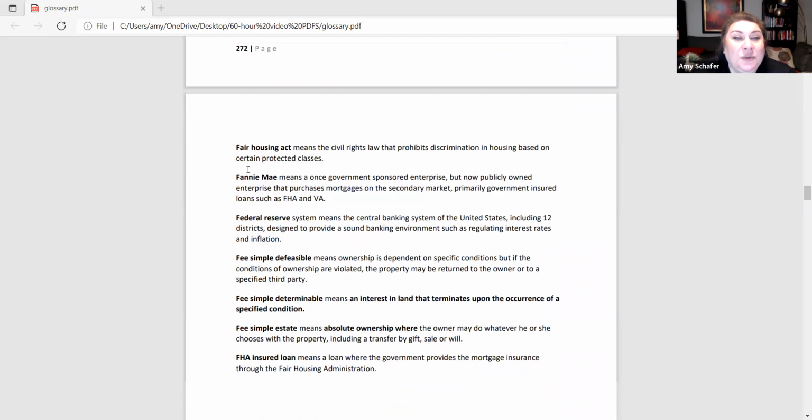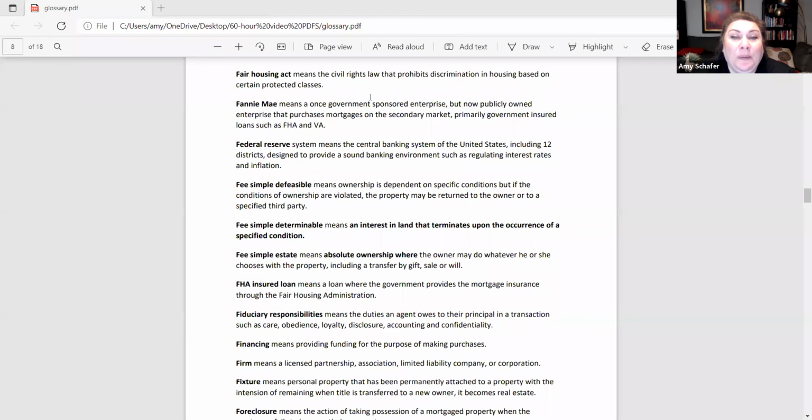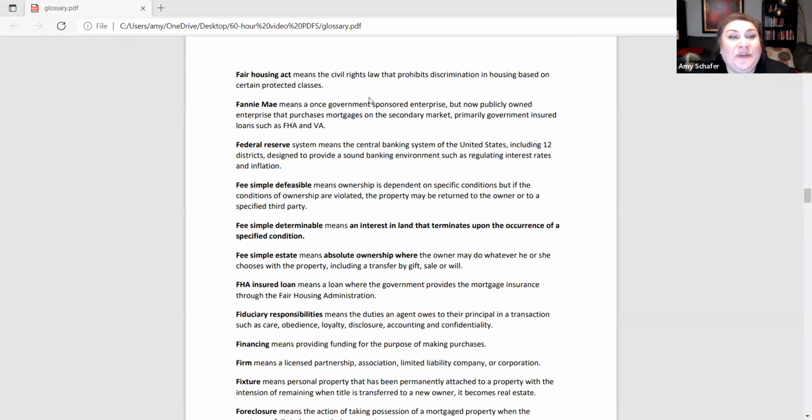Fair Housing Act, we're going to dive into this a lot deeper. Again, I think you could have 5 or 6 fair housing questions on the exam. You'll have one on the state as well.